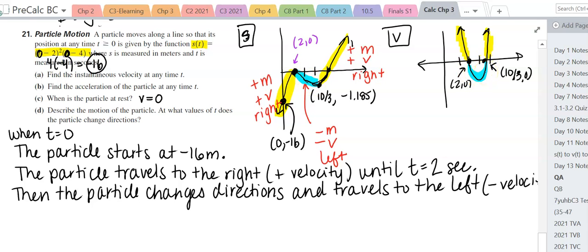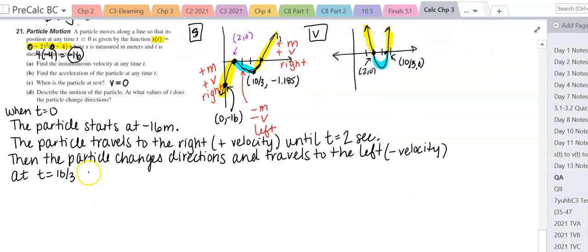Okay, and then at t equals 10⁻³ seconds, the particle changes directions again.